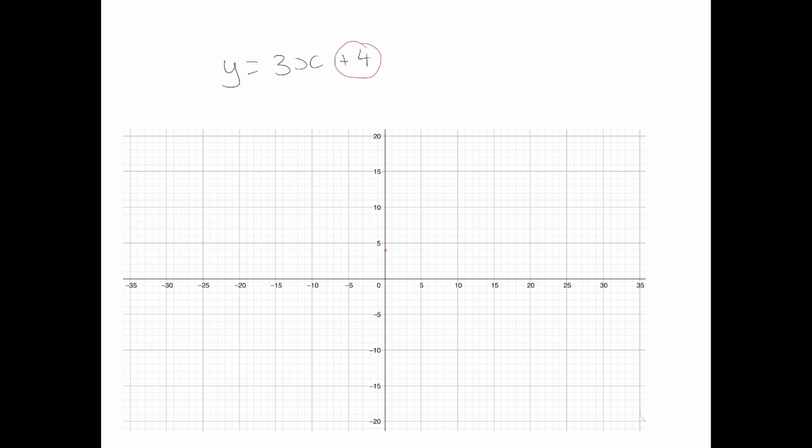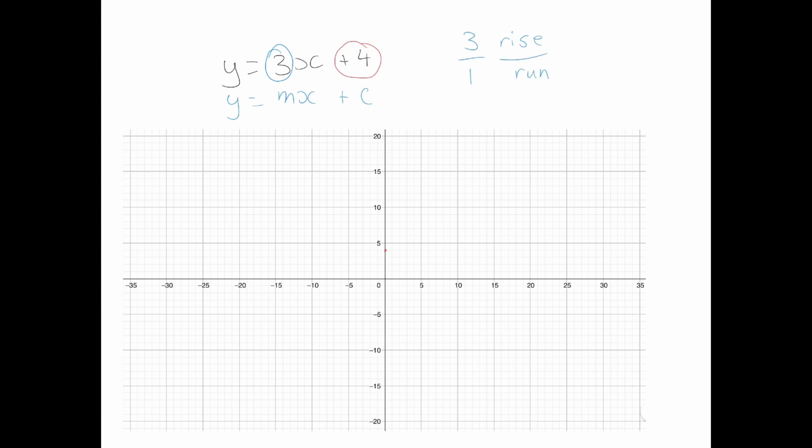The next one we need to work out is our gradient. Gradient in our formula is referred to as m. In the formula y equals mx plus c, we can see that 3 is our gradient. But what did we say at the start of the video? Any whole number as a fraction is represented as that number over 1, so 3 over 1. This means that 3 over 1 is our rise over run.